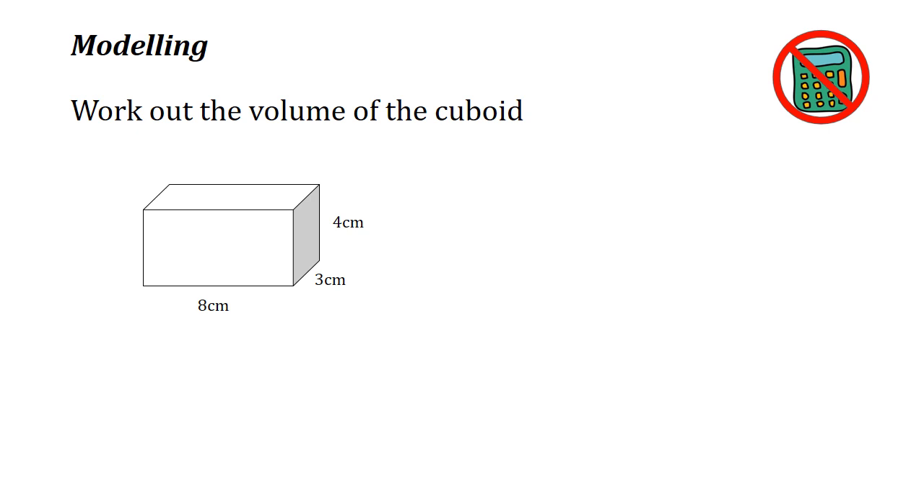Right, you have a go at this one. Pause the video. And you should have done volume is equal to length times width times height, which is 8 times 3 times 4. 8 times 3 is 24. 24 times 6 is going to give you 96 centimeters cubed.